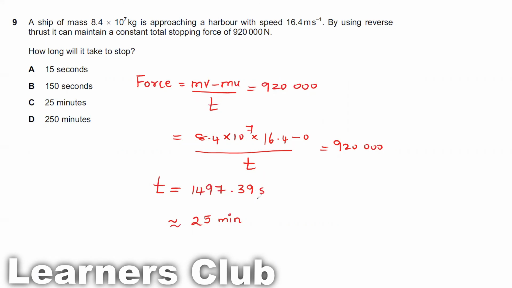1,497.39 seconds. Since that's not there in this option, these are given in seconds, you can see A and B is not the answer. Now better to find this answer in minutes. So divide the seconds by 60, we get 25 minutes, which is option C. Therefore, the answer for this question is option C.